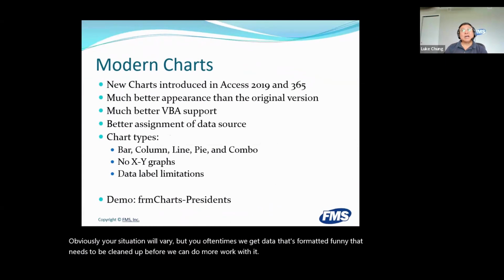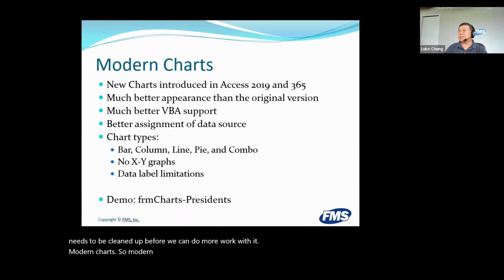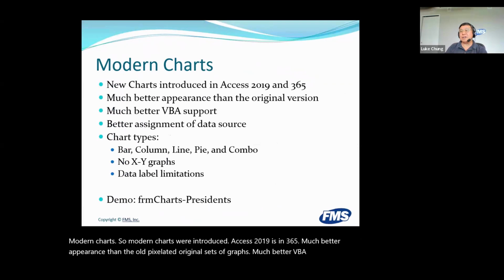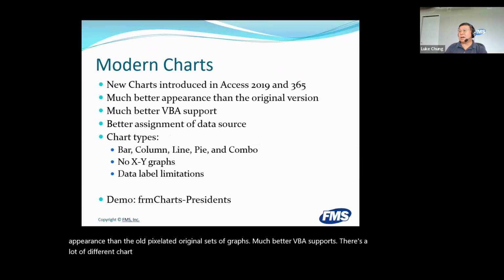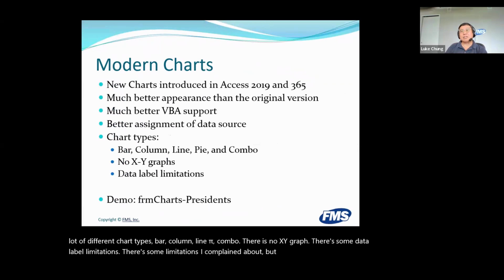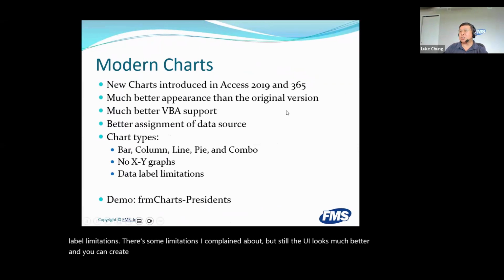Modern charts. So modern charts were introduced in Access 2019, it's in 365, much better appearance than the old pixelated original sets of graphs, much better VBA support. There are a lot of different chart types: bar, column, line, pie, combo. There is no XY graph. There are some data label limitations. There are some limitations I complain about, but still, the UI looks much better. And you can create some nice things that you otherwise couldn't.